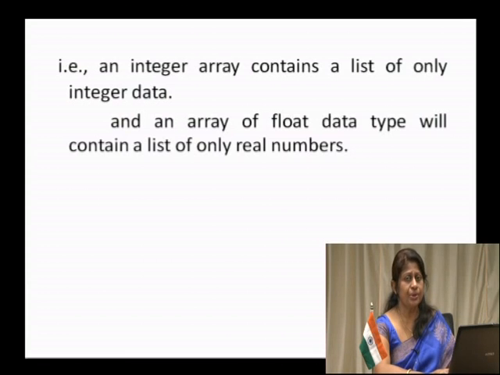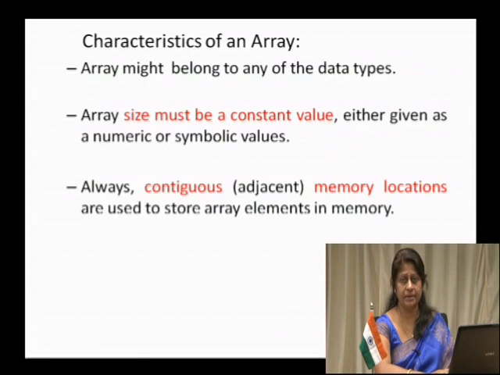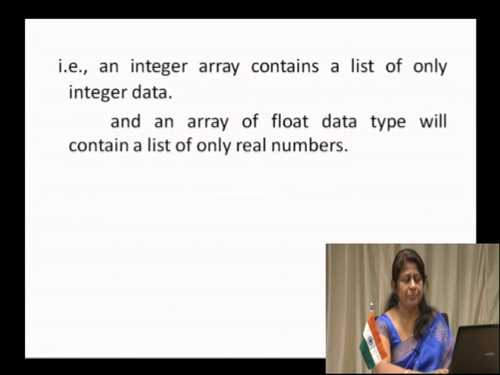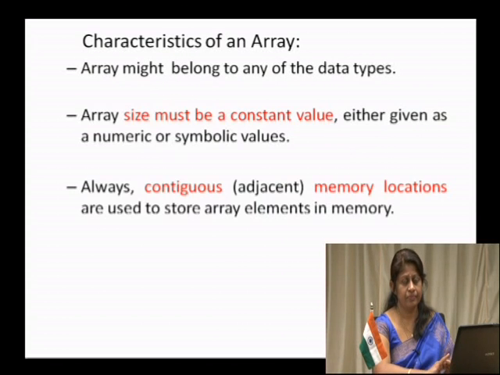As I told you, an array is a homogeneous set of data. That is why we have an integer array which consists of all integers, and an array of float data type will contain a list of only the floating point numbers or the real numbers. What are the characteristics of an array?